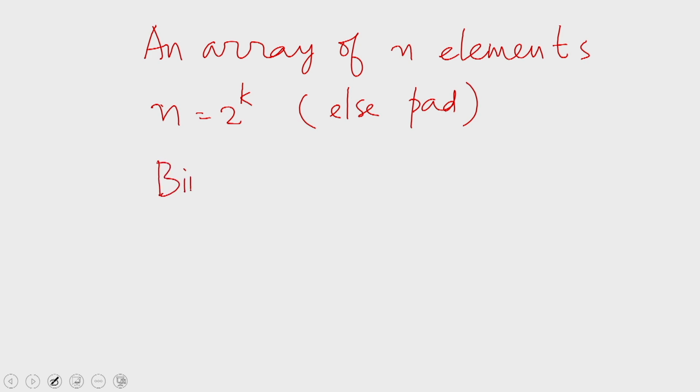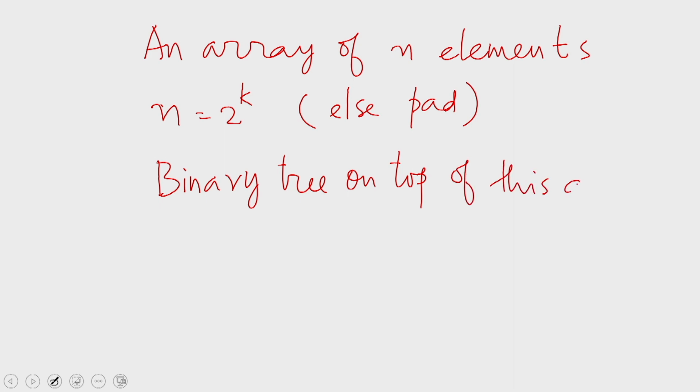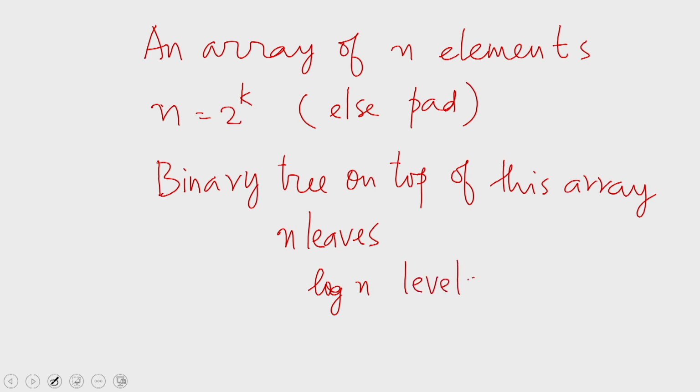construct a binary tree on top of this array. So, this is a binary tree with n leaves. So, it will have log n levels above the leaves.